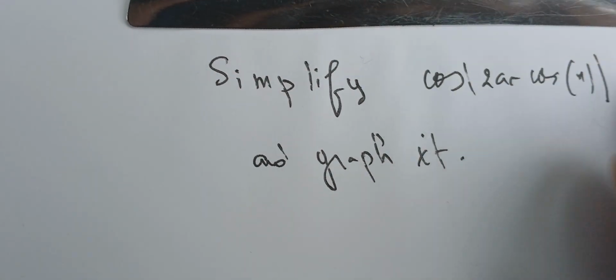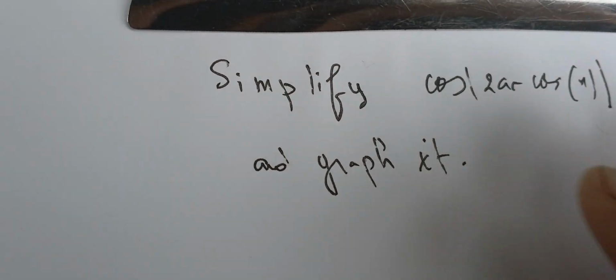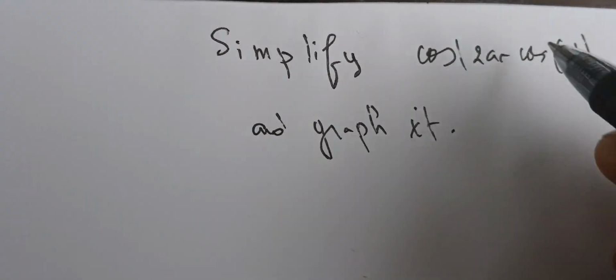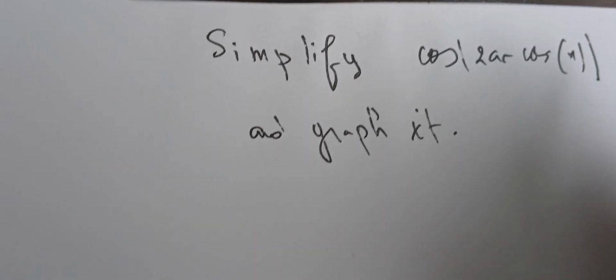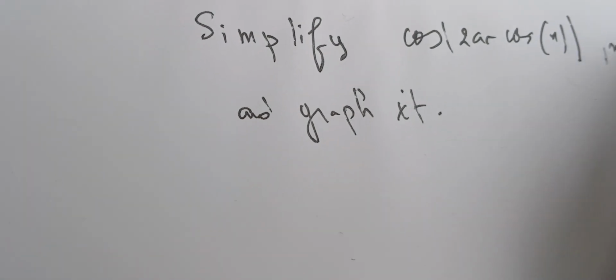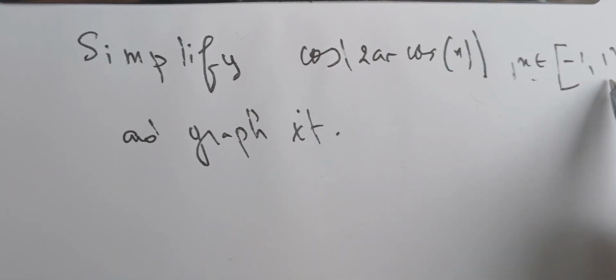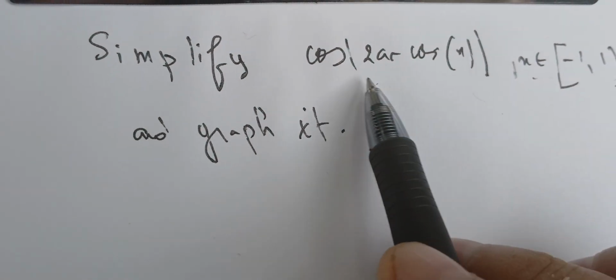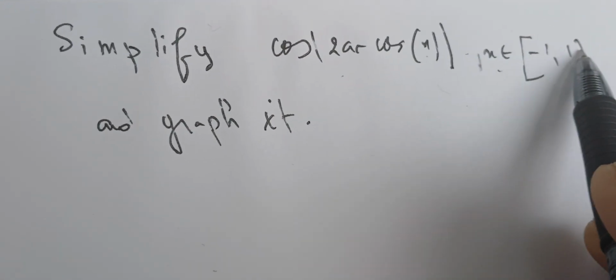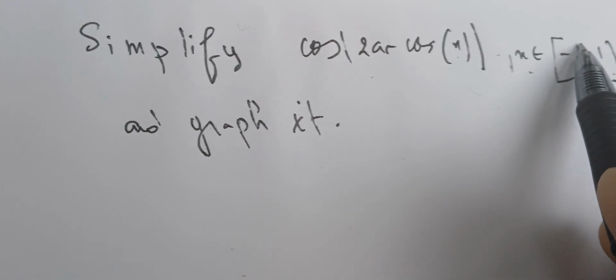So here, in this case, we know that x must be in the interval [-1, 1], because the arc cosine is defined under this condition, and therefore this function using the composition is defined only when x is in [-1, 1].